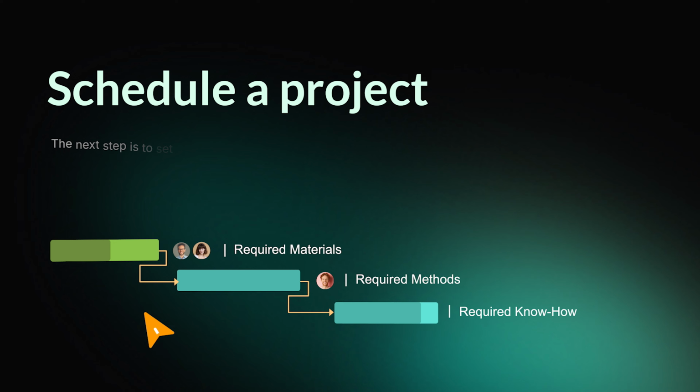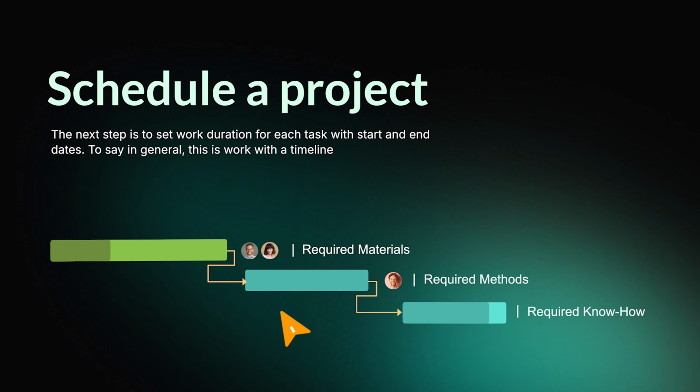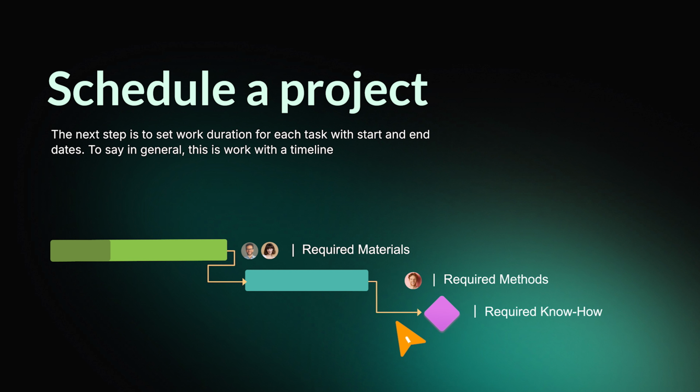As soon as a manager defines roles and responsibilities for team participants, the next step is to set work duration for each task, with start and end dates. Additionally, here managers set milestones and critical paths to control the implementation. To say in general, this is work with a timeline.